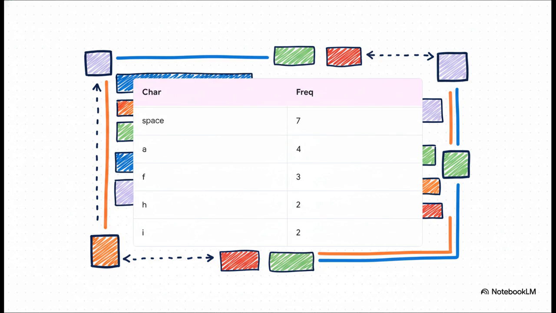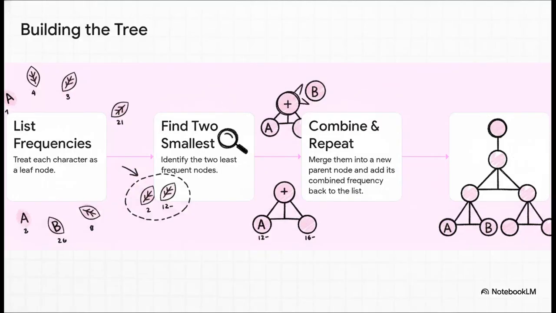This simple frequency list is all the algorithm needs to get started. Now, Huffman's real genius was to build his encoding system, a tree structure, from the bottom up. You start with every character as its own little leaf. Then you just find the two with the lowest frequency, the rarest ones, and you combine them into a new branch. Then you do it again. Find the two lowest on the list, combine them. And you just keep repeating that over and over until you're left with just one single tree.